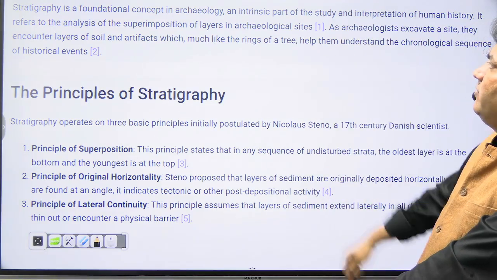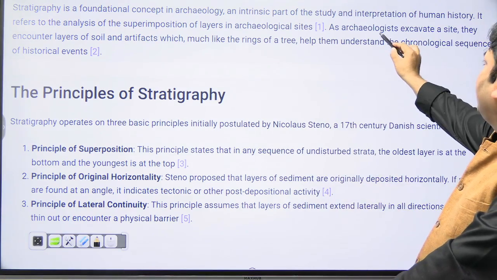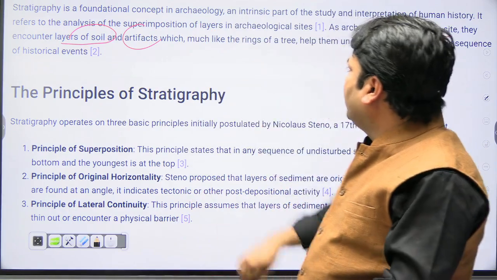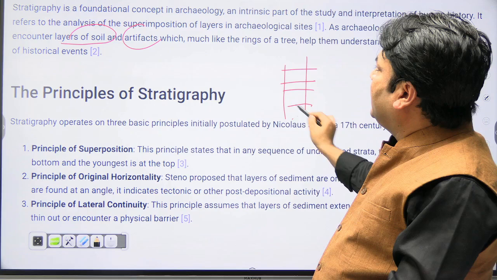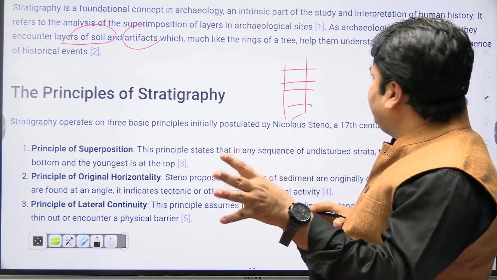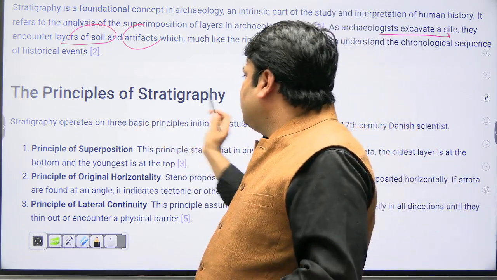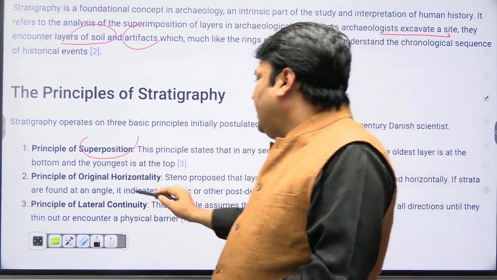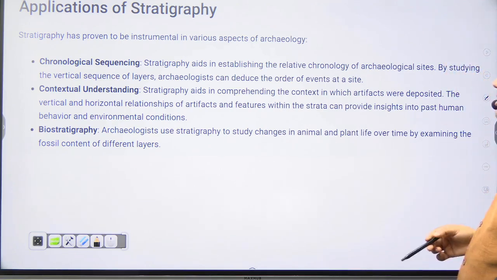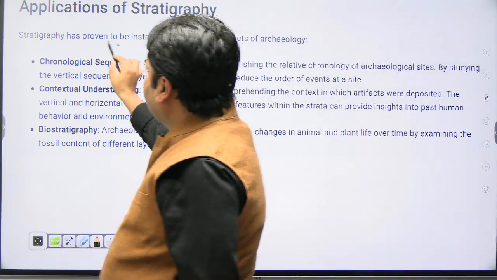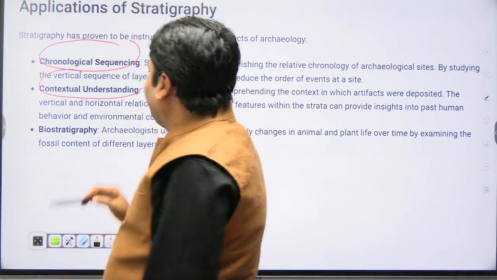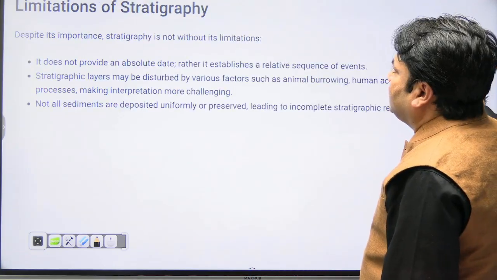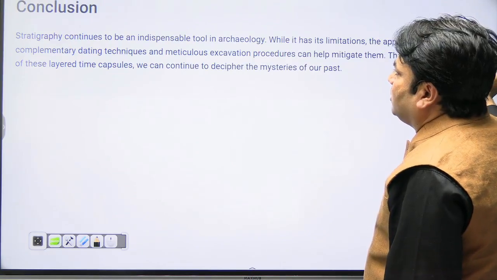Now this has been explained here very clearly that when archaeologists excavate a site, they encounter layers of soil and artifacts. Got it? It means layers of soils and artifacts, the same like we see in the trees. And then on the basis of this stratigraphy, superimposition is studied here. And all these technical things are given here in superimposition. So on the basis of this, chronological sequencing can be established, contextual understanding can be done. So this is also a very helpful method in determining the age and chronological data.